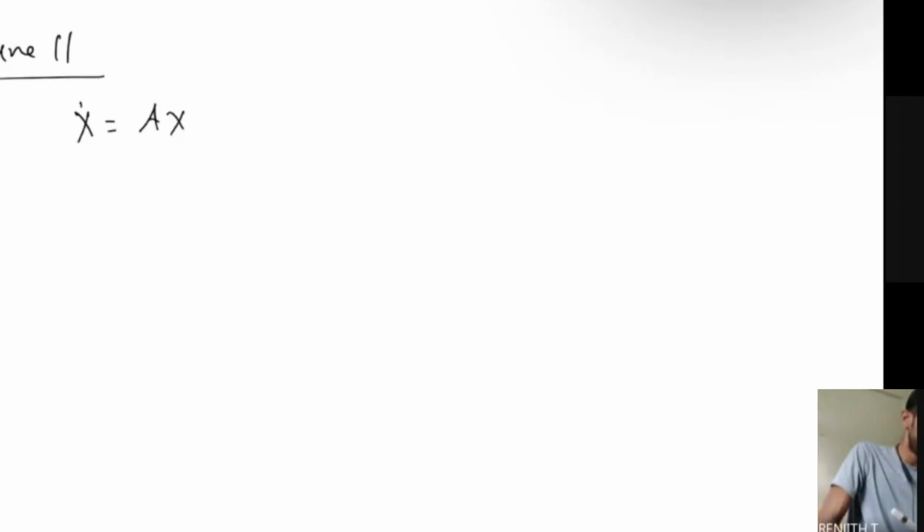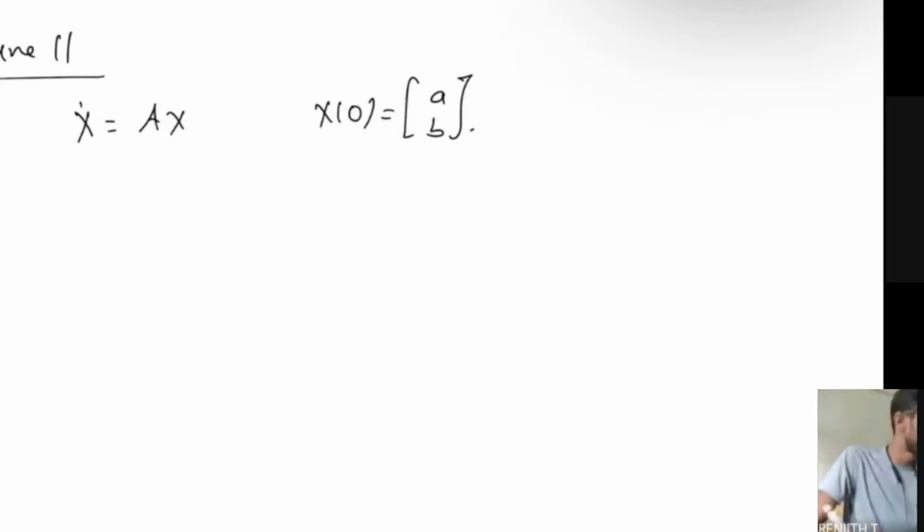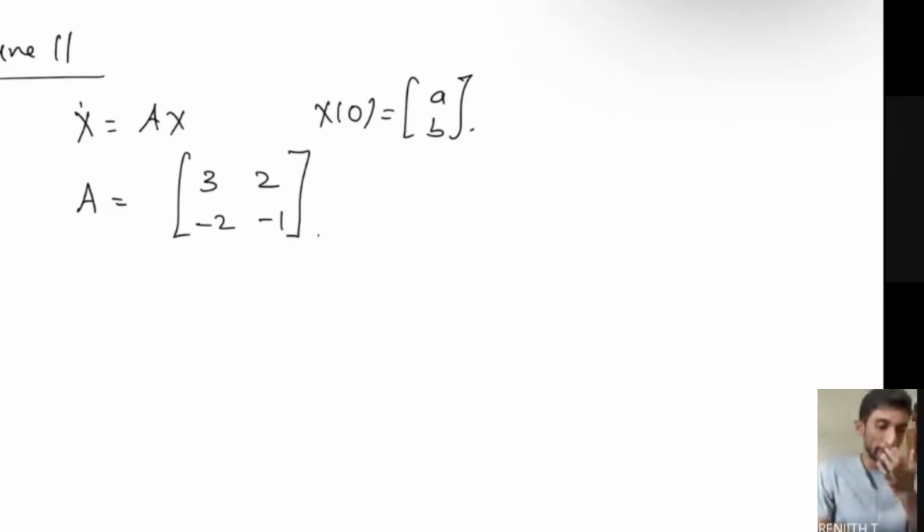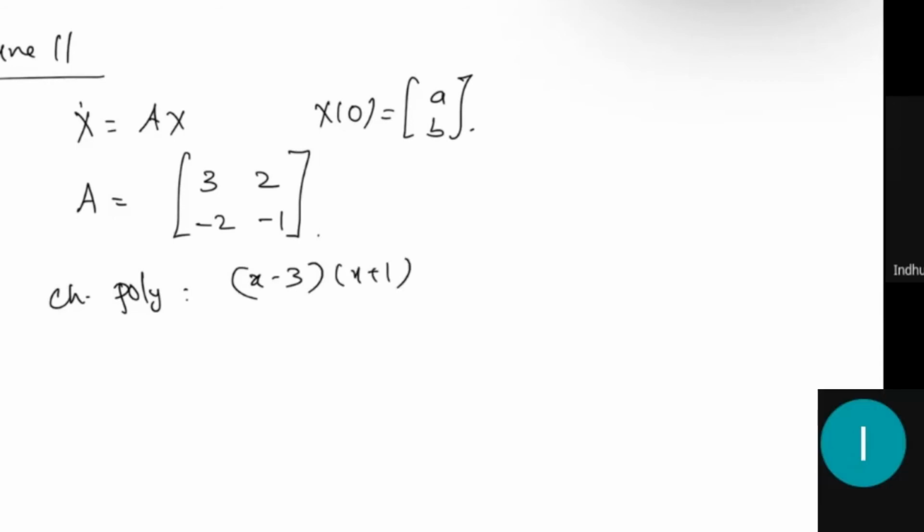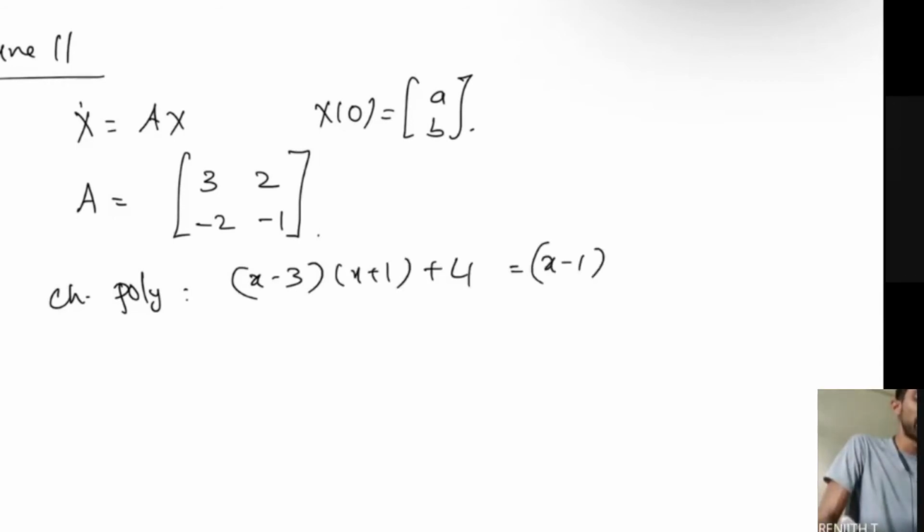X dot is equal to Ax, with x at 0 equal to some given (a, b), where A is the matrix 3, 2, -2, -1. So what can we do? If it is diagonalizable, write it in diagonalizable form. If it is not diagonalizable, write it in Jordan form. That's the starting point. What will be the characteristic polynomial? (x - 3)(x^2 - x + 1) plus 4, which is equal to (x - 1) whole squared.